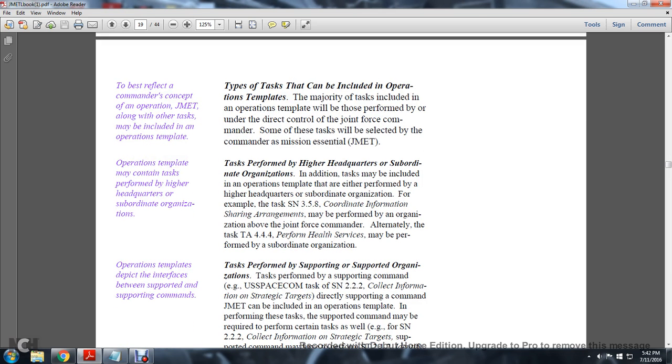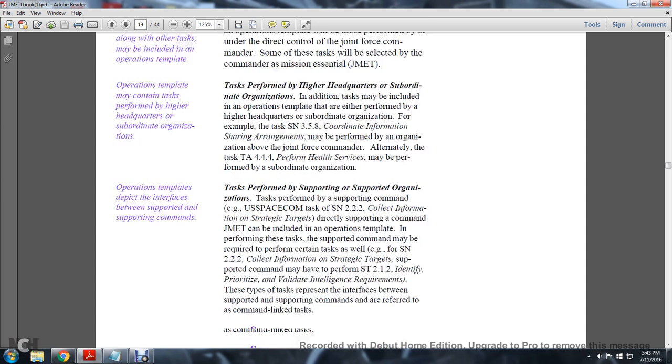Operational templates contain tasks performed with the higher headquarters and subordinate organizations. In addition, the tasks included in the operational template may be performed by the higher headquarters or by a subordinate organization. For example, the strategic national coordination and information sharing arrangements may be performed by organizations above the joint force commander, although the task of performing health services may be performed in a subordinate organization.